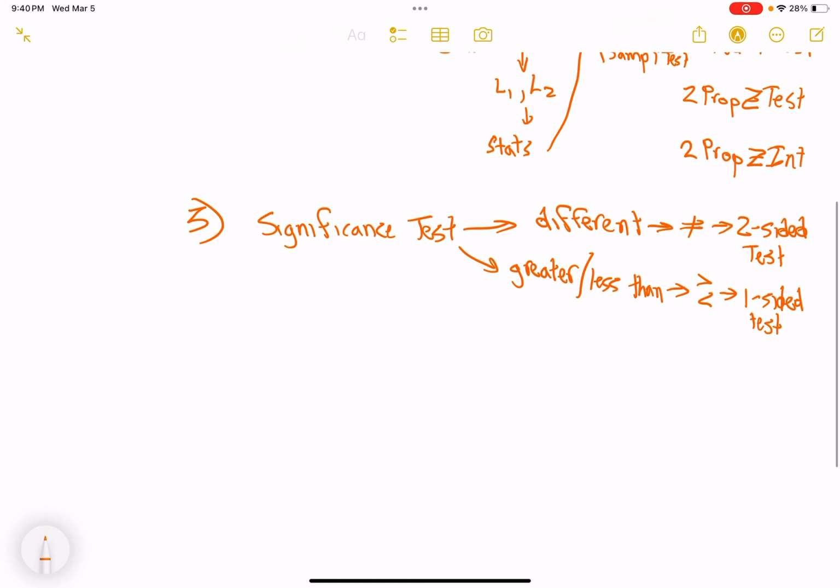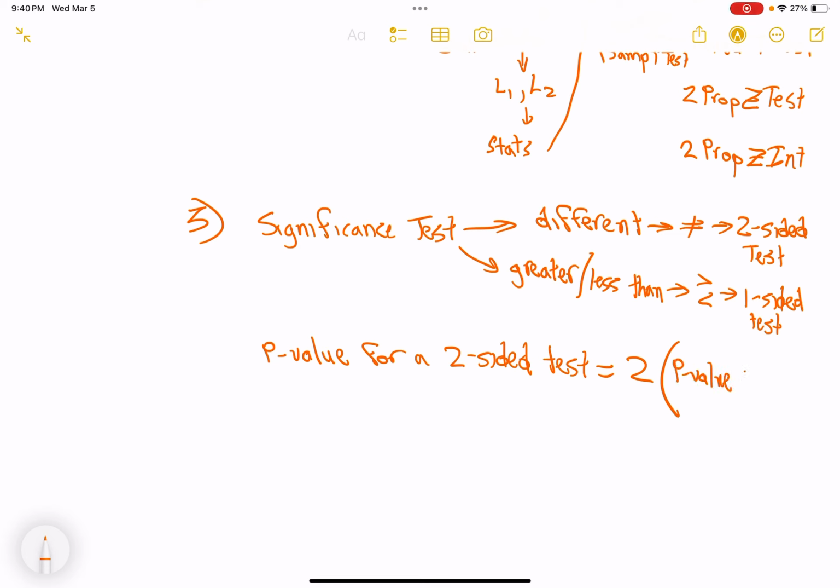And remember that the p-value for a two-sided test is equal to 2 times the p-value for a one-sided test, as long as it's from the same sample data. And that should make logical sense, right?